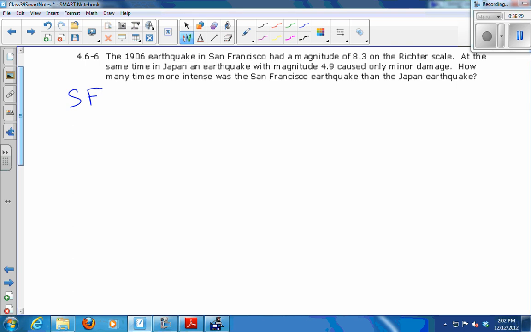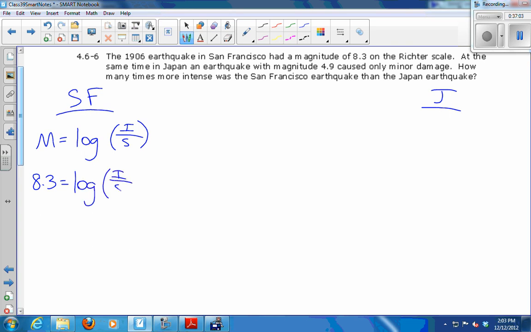So I'm just going to do a little calculation for each of these. San Francisco: magnitude is equal to the log of intensity over standard intensity, right? And I want to know how many times more intense the San Francisco earthquake was than the Japan earthquake. So I want to know something about the intensity of San Francisco. Right now, I only know its magnitude. So I'm going to replace M with 8.3, and I get 8.3 equals the log of I over S. So I now have an equation with a log in it.